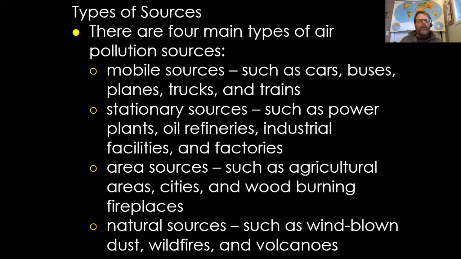So to go along with those pictures, there are four main types of air pollution sources. Mobile sources, such as cars, buses, planes, trucks, trains, those types of things. Stationary sources, like I said, power plants, oil refineries, industrial facilities, and factories. Area sources, such as agricultural farms, cities, and wood-burning fireplaces. And frankly, wood-burning fireplaces are underrated in terms of how much particulate matter and air pollution they produce. And then finally, natural sources, such as wind-blown dust, wildfires, and volcanoes.